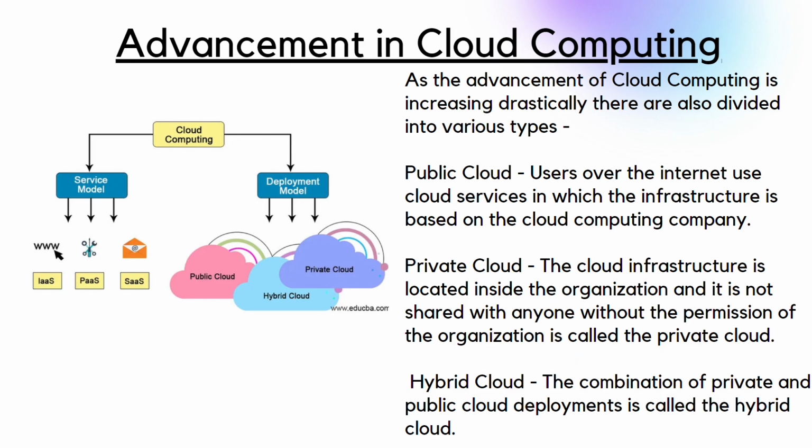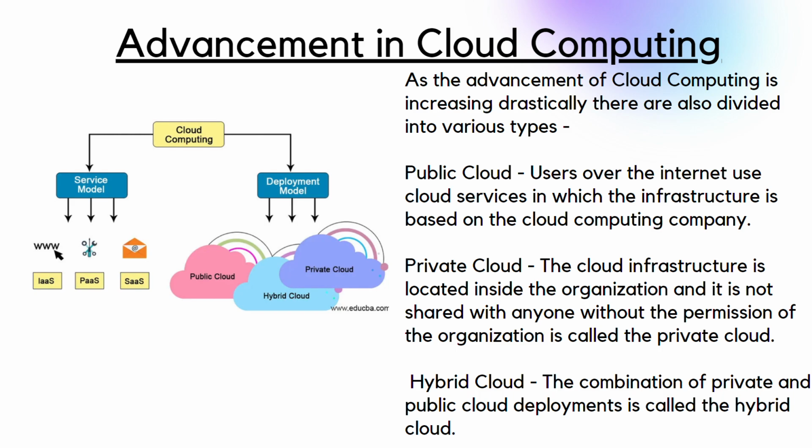As the advancement of cloud computing is increasing drastically, clouds are also divided into various types: public cloud, private cloud, and hybrid cloud. Public cloud: users over the internet use cloud services in which the infrastructure is based at the cloud computing company. However, the public cloud is not secure, and organizations with sensitive information ought not to use this cloud. The information is available to everyone who uses the cloud.